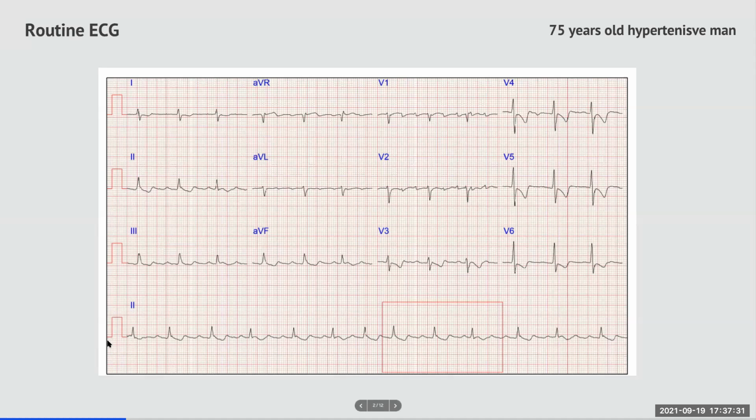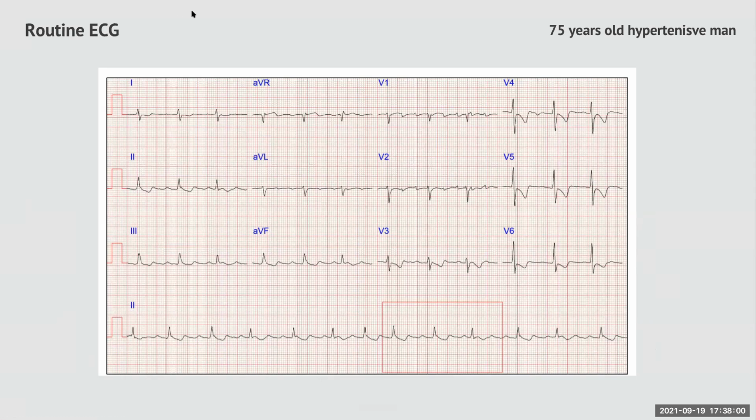A simple method: this strip is almost around 6 seconds. If you count all the QRS complexes and multiply by 10, you'll get your answer. So this is a normal heart rate, around 70 to 80 beats per minute. Okay, what else?